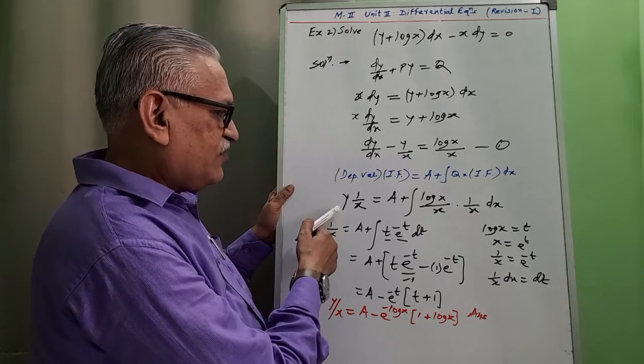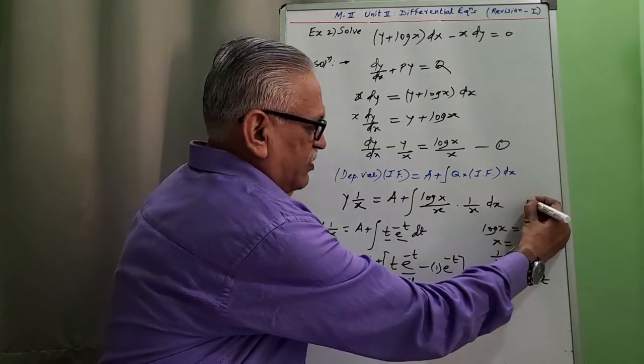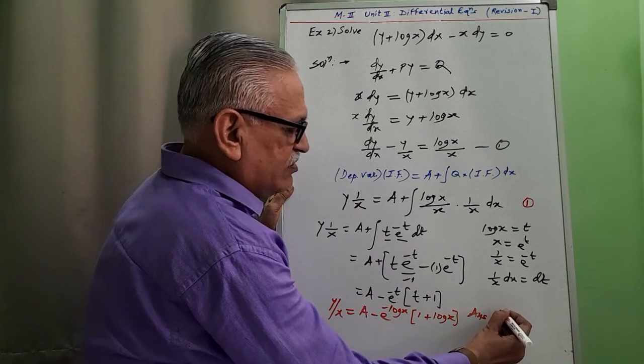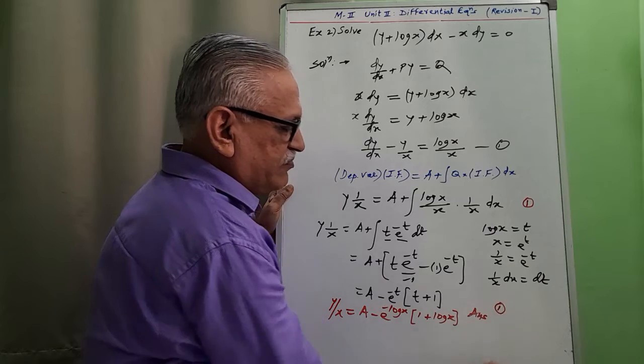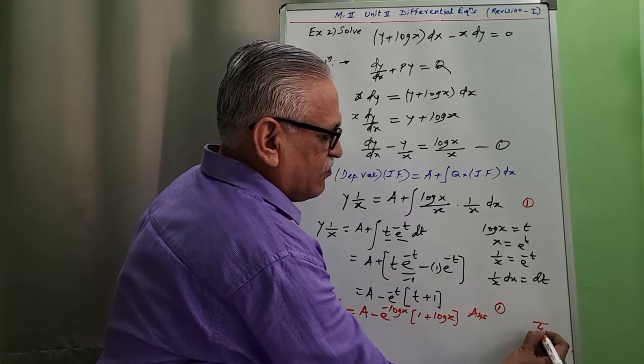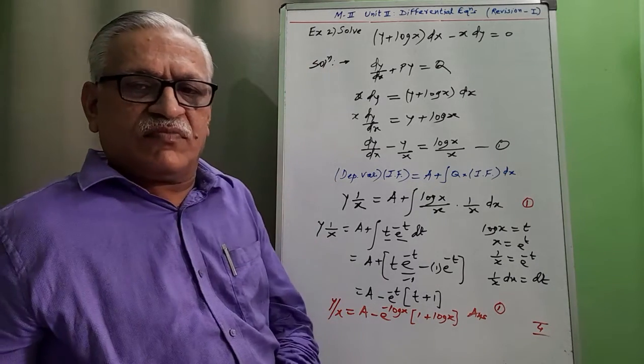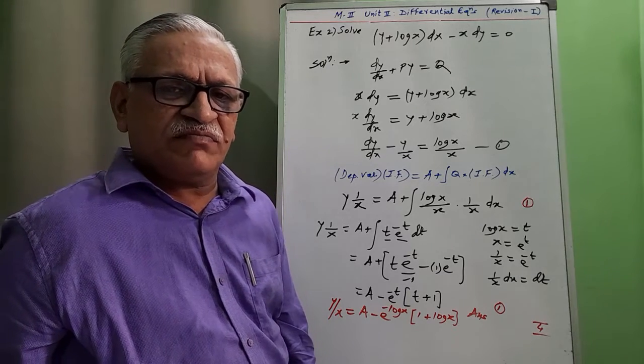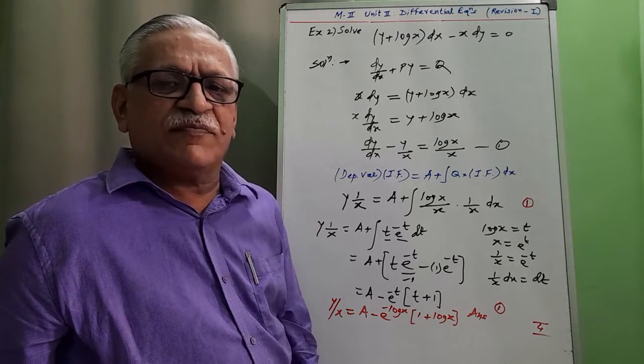Remaining marks for this step, you will get 1 mark, and 1 mark for the final answer. Total 4 marks. This is the scheme of marking. Generally, not exactly, it may vary.